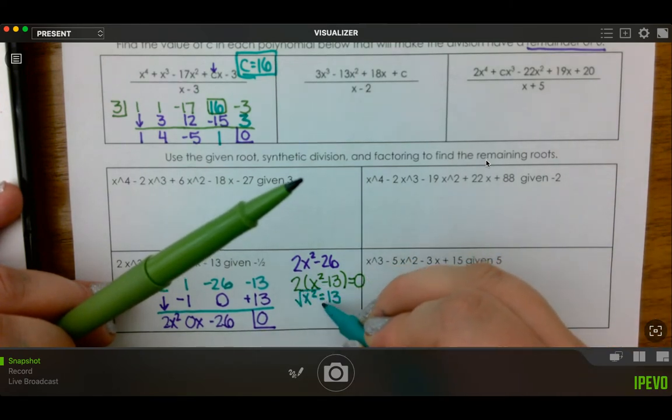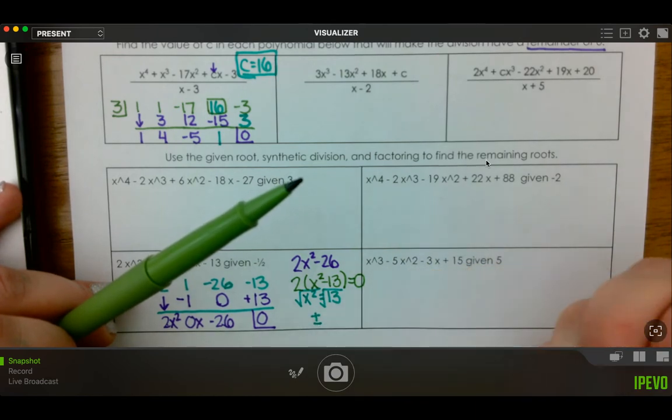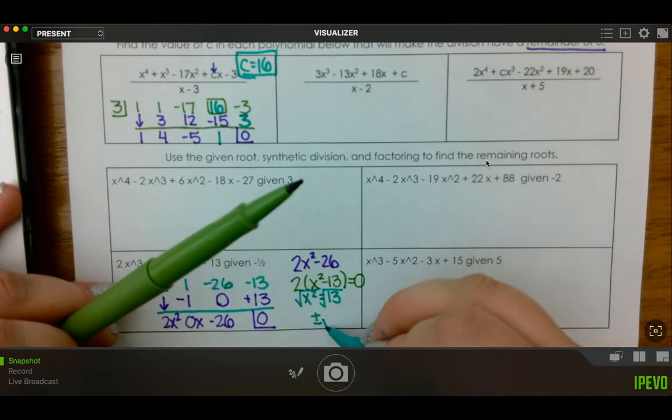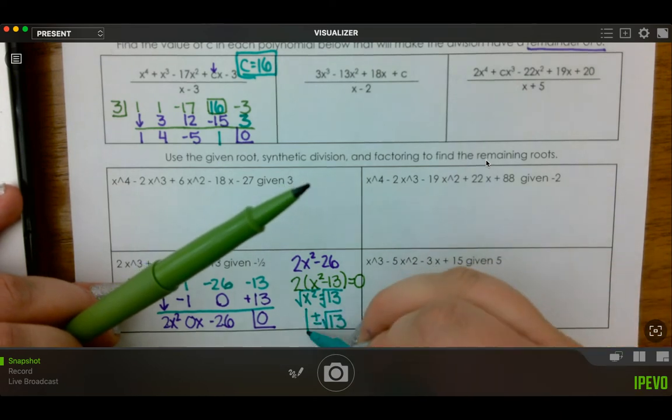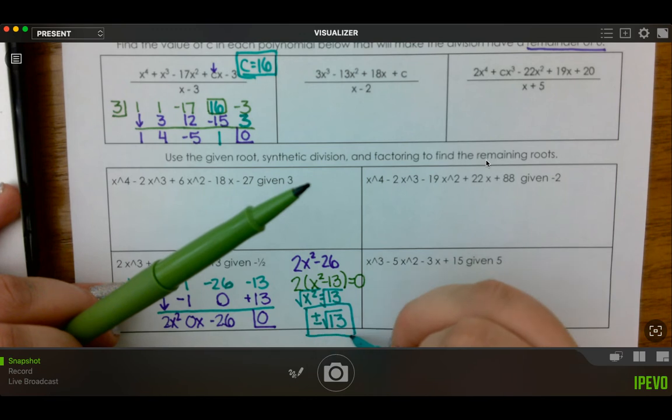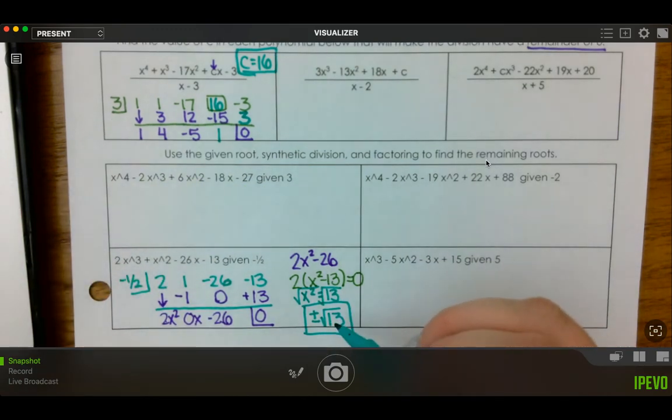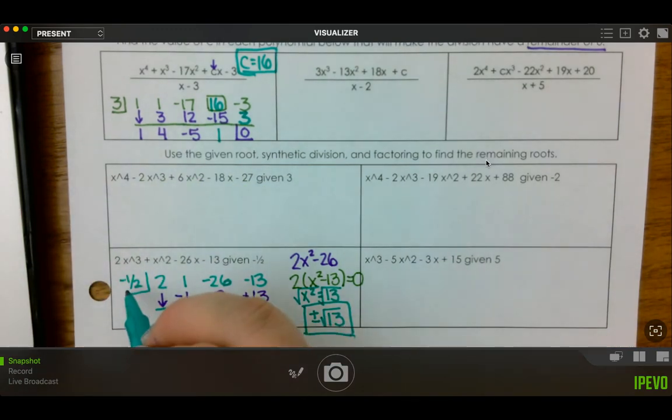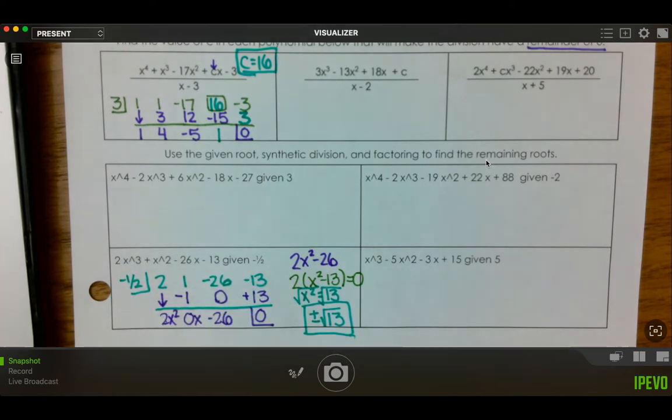Then you take that square root on both sides. Don't forget that whenever you do that, you need a plus and minus. There is no square root of 13, so it just stays. So those are your remaining roots. Because that counts as 2, the positive and the negative. That makes the third root because it was an x to the third power.